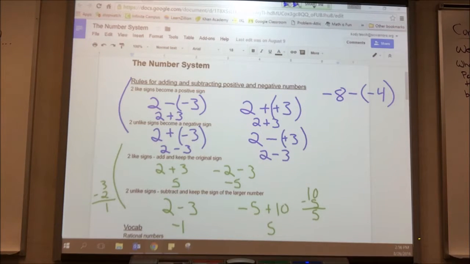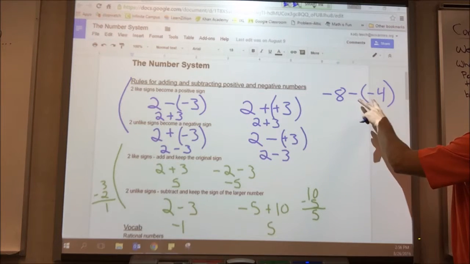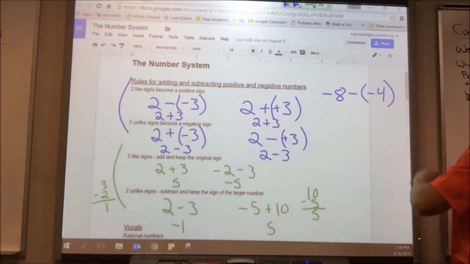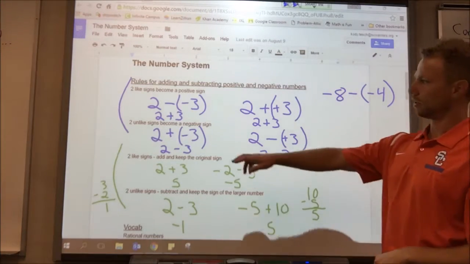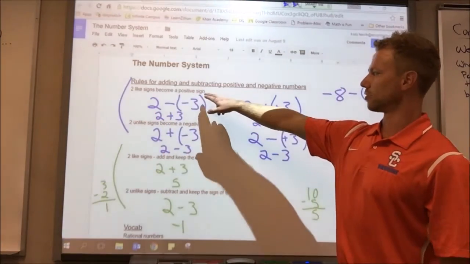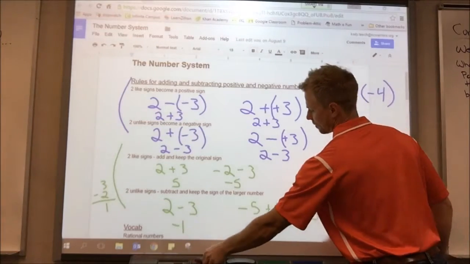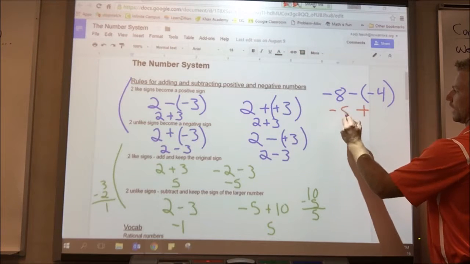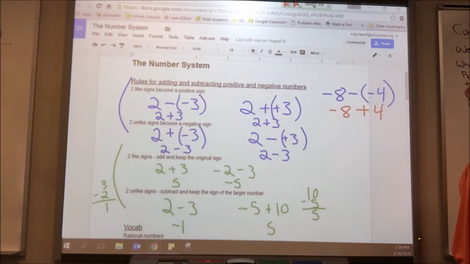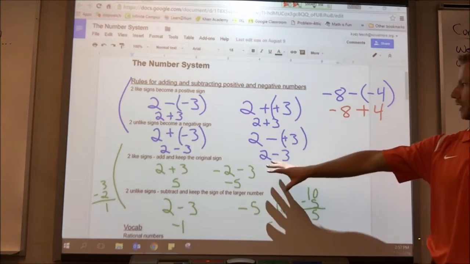Let's try that. Okay, so first we have to figure out in between the two numbers, do we have like signs or unlike? And I see I have a negative and a negative. So I have two like signs. So I know that's going to become a positive. So these two together will make a positive. So it turns into -8 plus 4. Okay, I have now used those two rules. I'm going to go to the second two.